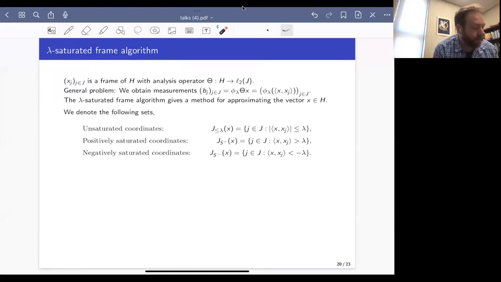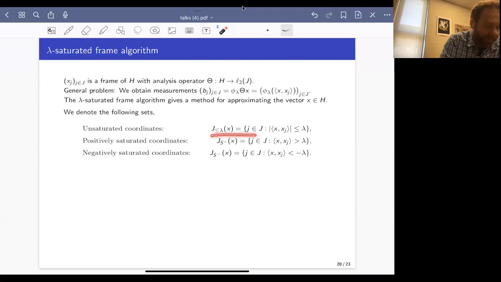So what we did was look at this frame algorithm and think, what happens if I add in saturation? I want to try a similar algorithm to what works with the frame algorithm. So we're in a situation where I have a bunch of measurements of this form, and I have phi lambda of the frame coefficients. I want to approximate the vector which gave us these measurements.